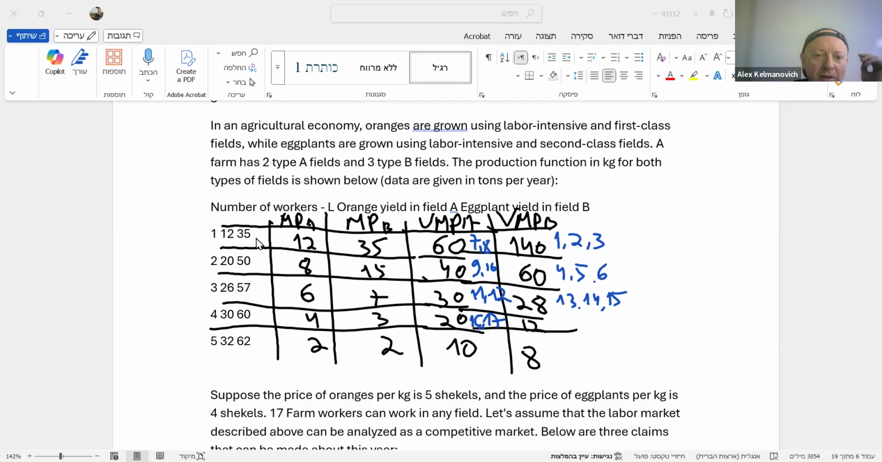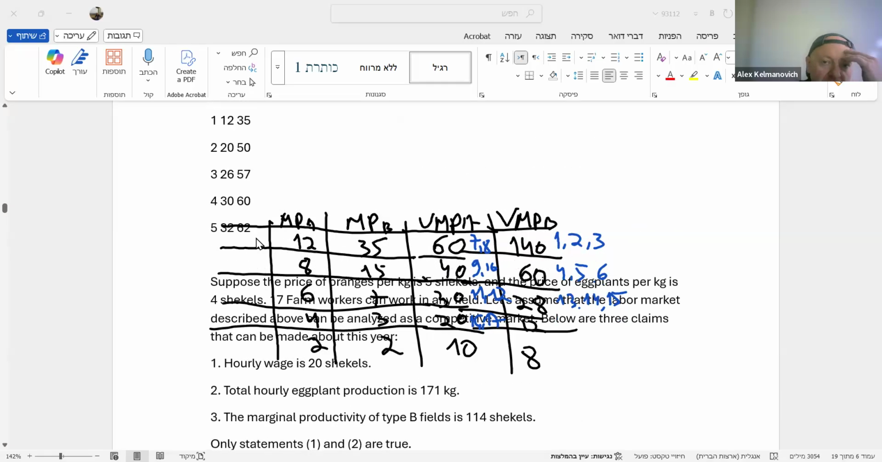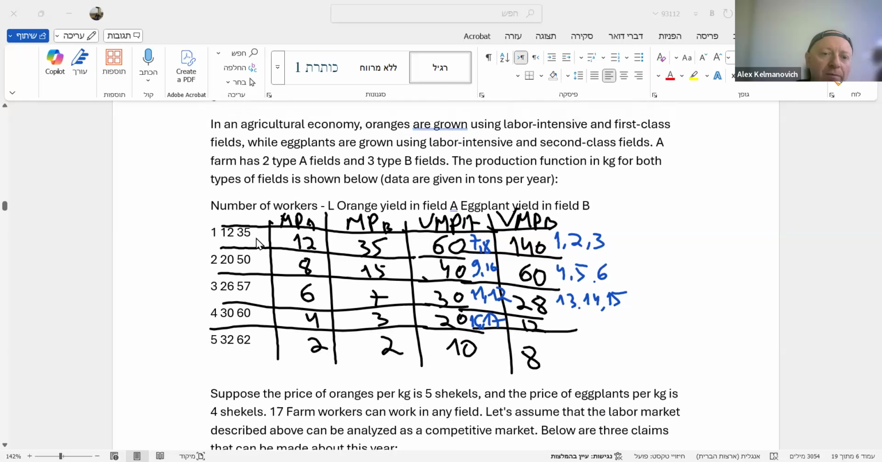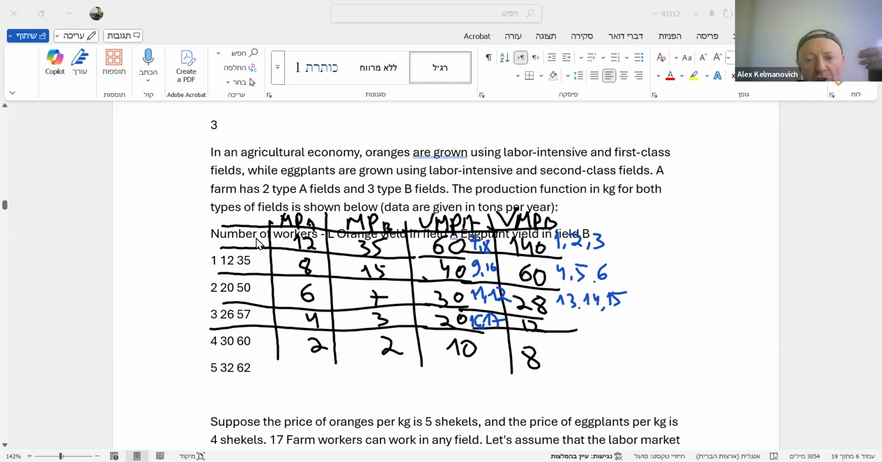Now let's see the answers. Okay, the hourly wage is 20 shekels. Okay, so the wage, how do we know what will be the wage in this kibbutz?